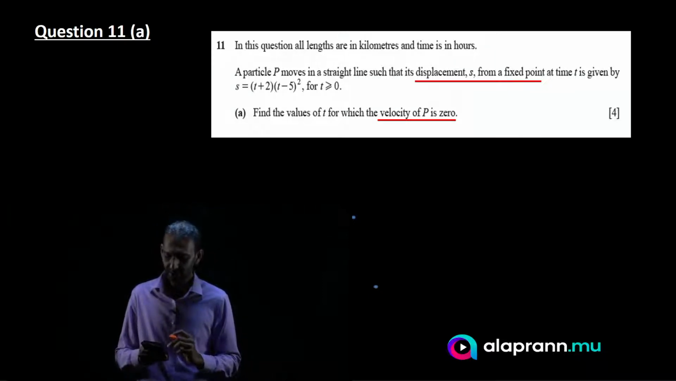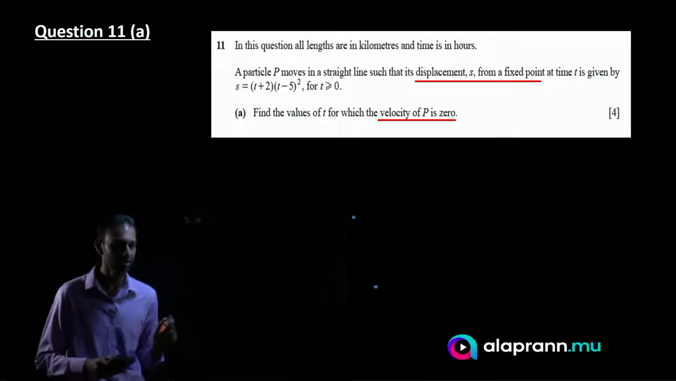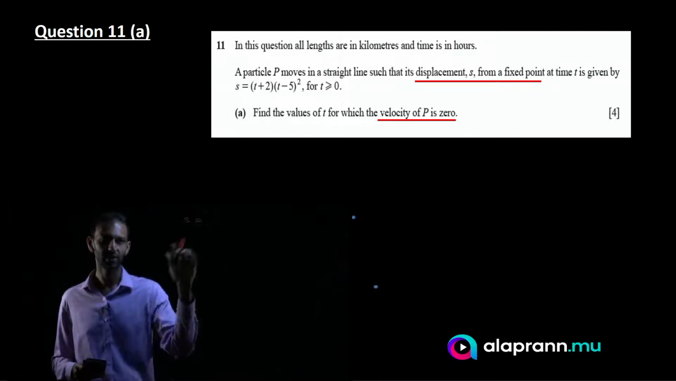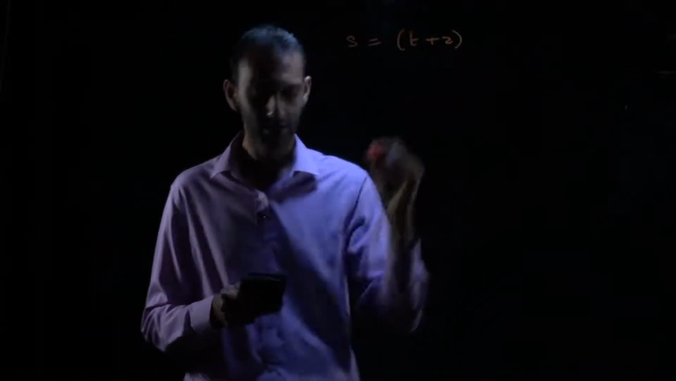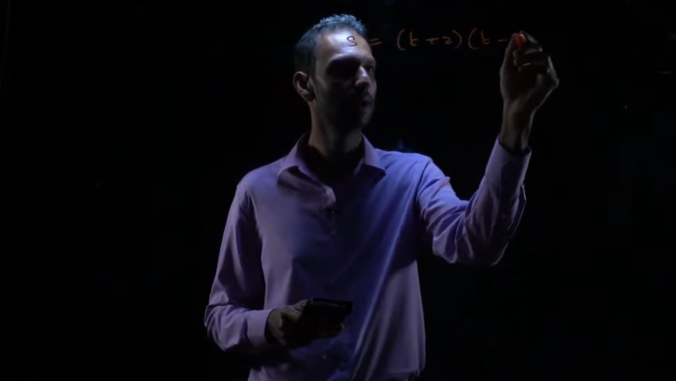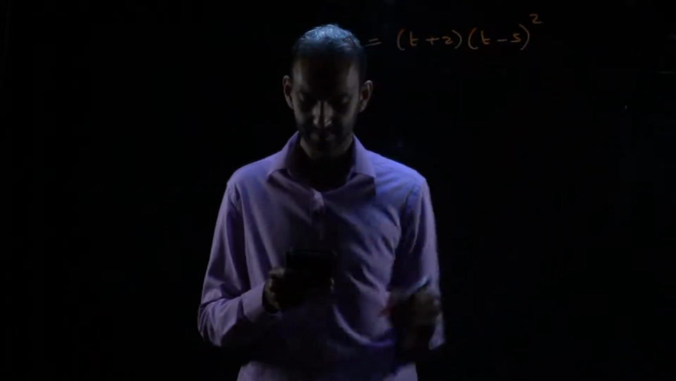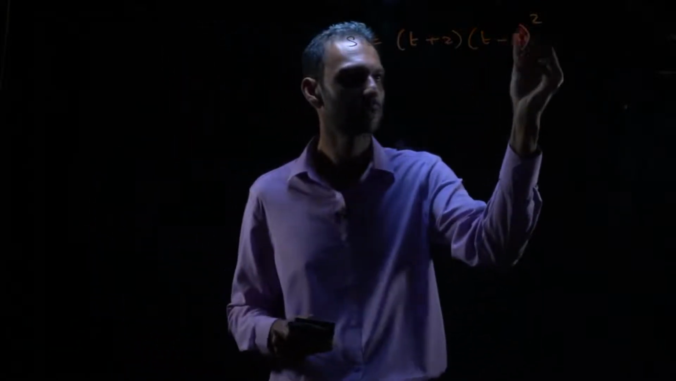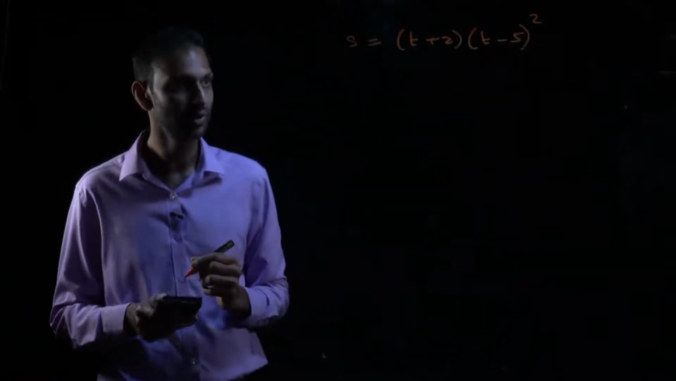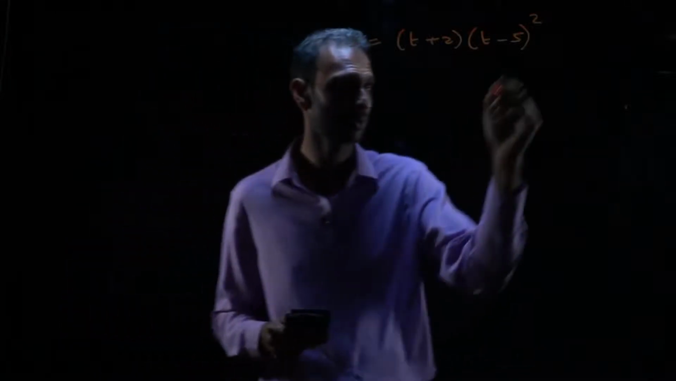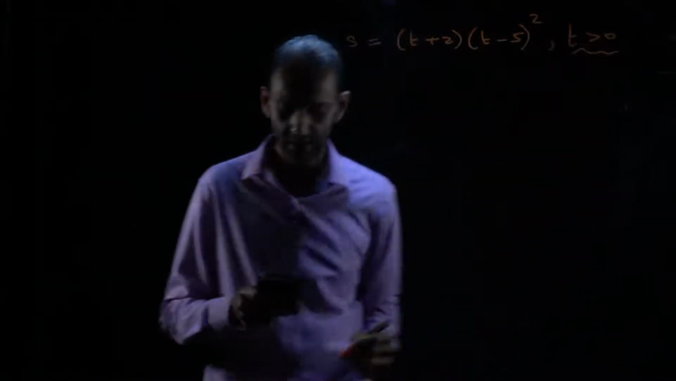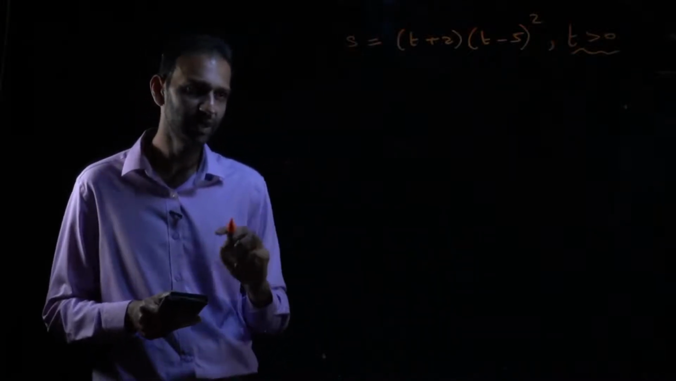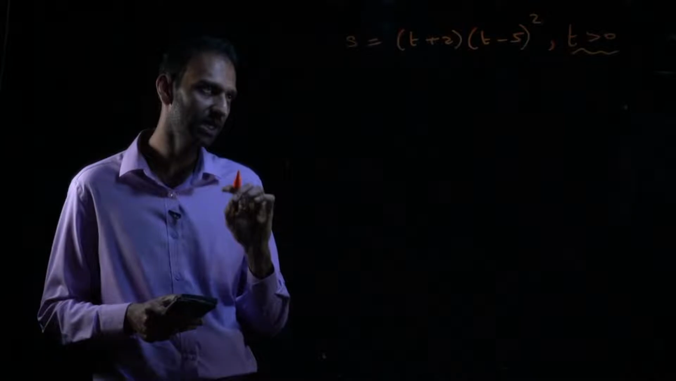A particle P moves in a straight line such that the displacement from a fixed point at time t is given by, so the displacement is s, which is equal to, we go to the board so that we can understand the problem. So s is equal to t plus 2 times t minus 5 to the square. Okay, so that's the equation for the displacement. And remember, time is always greater than 0. It's positive. Find the values of t for the first part for which the velocity is 0.